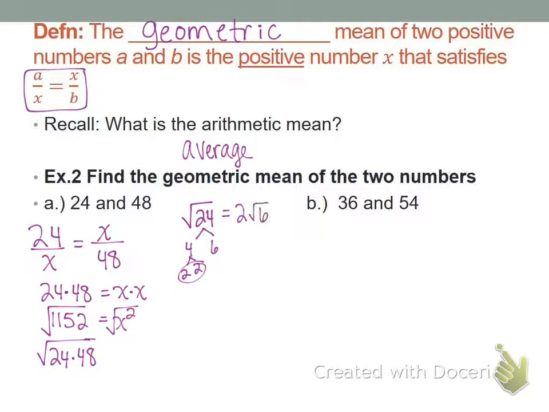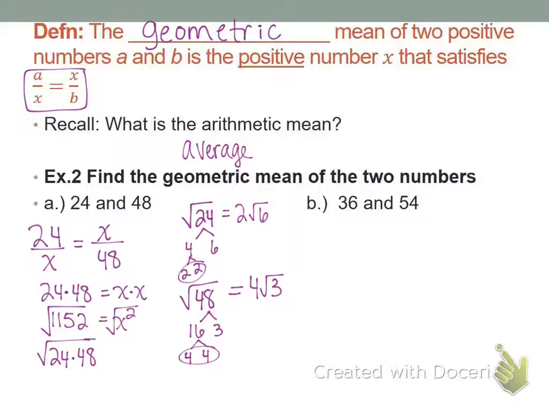2 root 6. The square root of 48 would break down into 16 times 3. 16 breaks down into a pair of 4s. You don't really need to take it any further. So this becomes 4 root 3. Now the tricky part, we can multiply these back together.